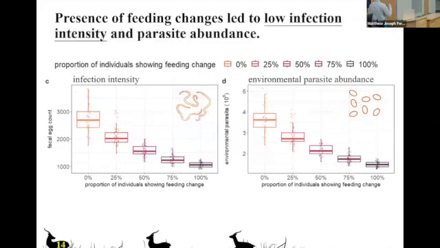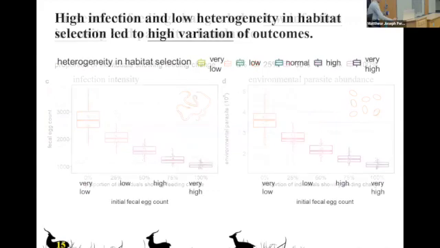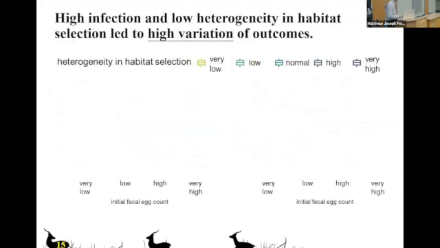And also, because of a lower feeding rate, there was a smaller amount of parasites ingested. So there was also lower infection intensity, and this showed a bottom-up effect of herbivore feeding changes on parasites. And this is the last result for this study.